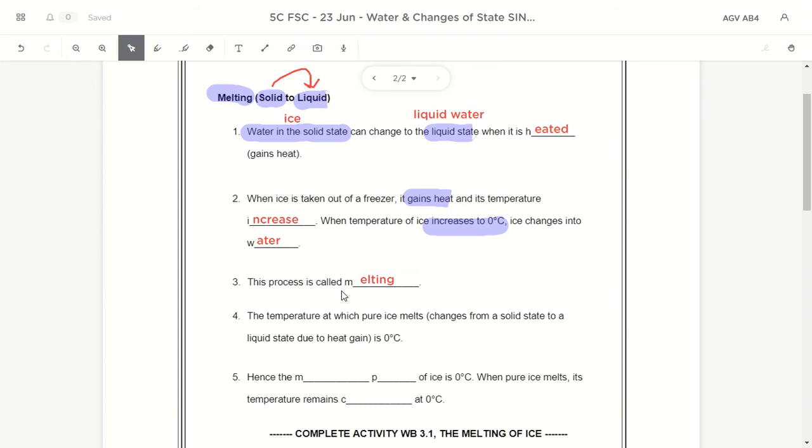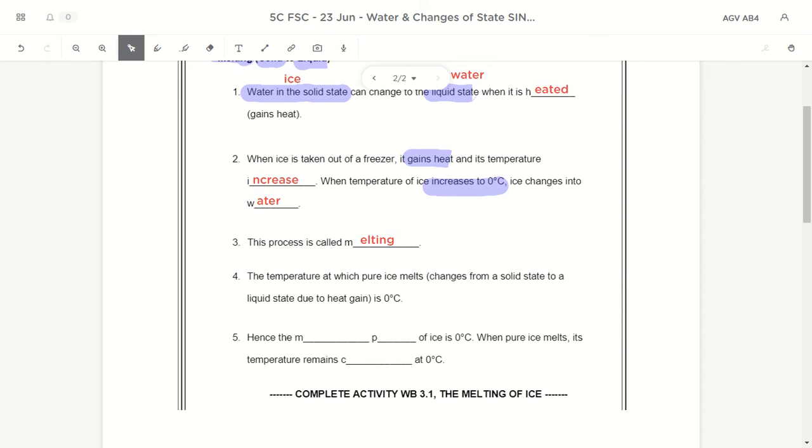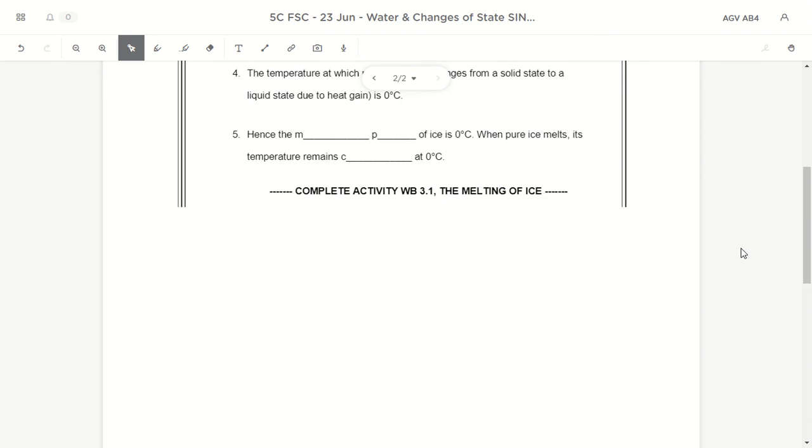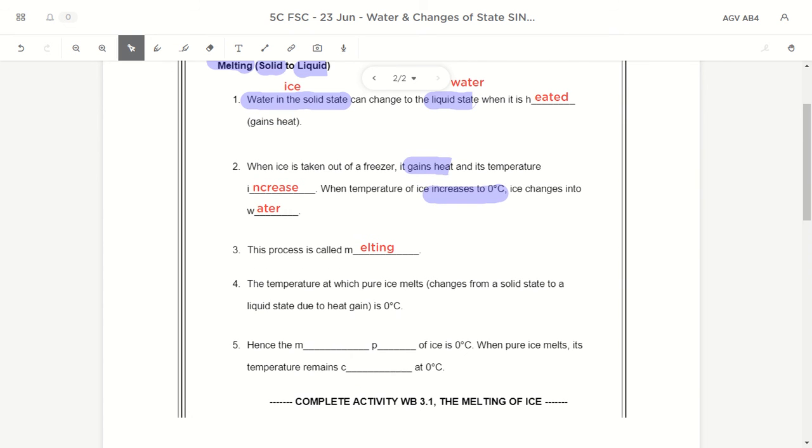Okay, so the temperature is okay. The next thing that I did not talk about, which I will talk about now, and it was mentioned in the lesson yesterday, is the temperature at which pure ice melts, that means changes from a solid to a liquid state. It is actually 0 degrees Celsius. This number is very important. Pure ice melts at 0 degrees Celsius.